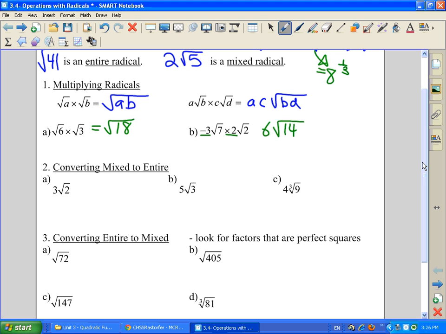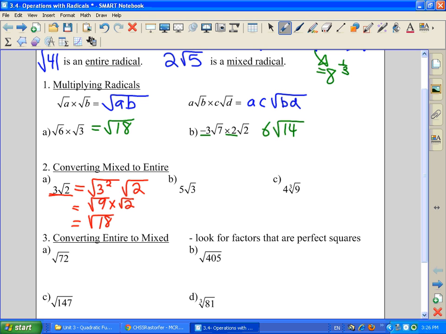All right, number 2, let's learn how to convert mixed to entire radical. Okay, so taking a look at 3, remember 3 here is outside of the square root sign. If we want to put it back in, we'd have to realize that it's 3 squared times root 2. Okay, so that's going to be root 9 times root 2, which would equal root 18. So again, that's changing a mixed radical into an entire radical.